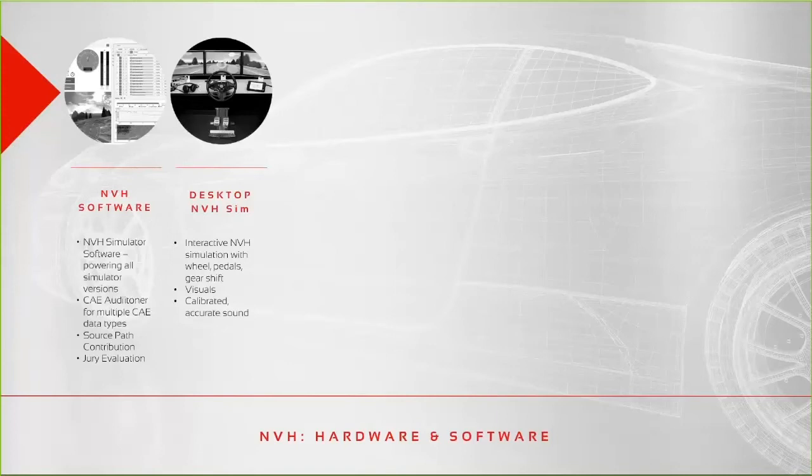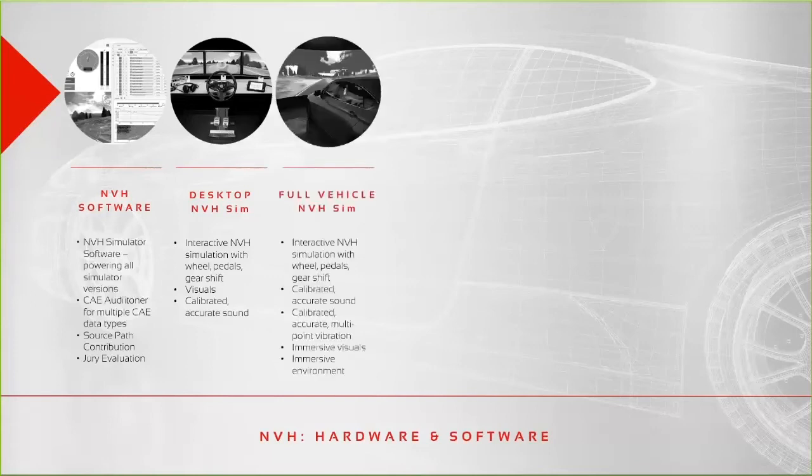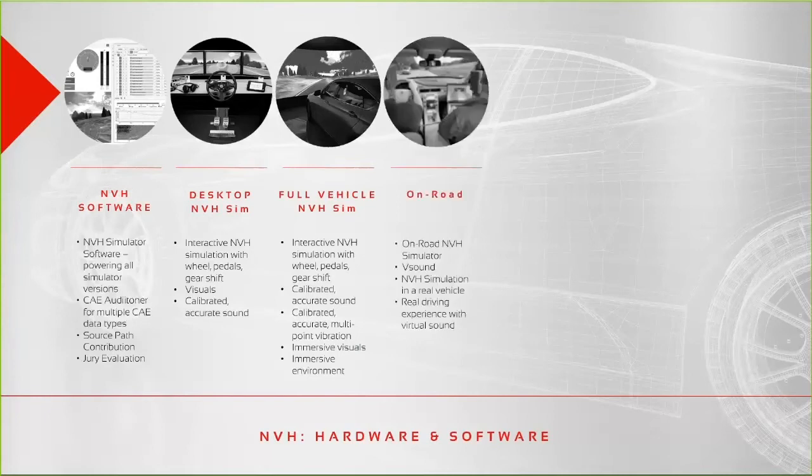So you can use that as a desktop simulator. That's kind of the workhorse version. So you have interactive capabilities where you can drive the simulator and the simulation right on the desktop. You've got the full vehicle simulator, which has all the capabilities of the desktop simulator, but in a much more immersive environment and including vibration at all of the vehicle, at all of the driver touch points. You've got the on-road simulator, which takes NVH Simulator models and puts them into a real vehicle and lets you drive the NVH Simulator models on the road.